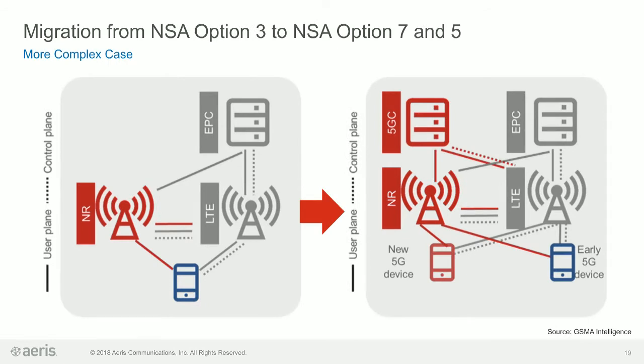Another possibility is a more complex operation where you go from the option 3 that was shown to an option 7, possibly even an option 5, where you have both LTE and a 5G system, where basically in that diagram on the right-hand side, you could have a 5G device that communicates either with a 4G tower or a 5G tower, and then eventually you could have an early 5G device that communicates with both a 5G as well as an LTE tower, both supported by an EPC, which is the 4G network core, or a 5GC, which is the 5G network core.